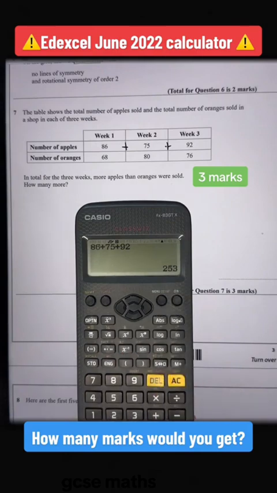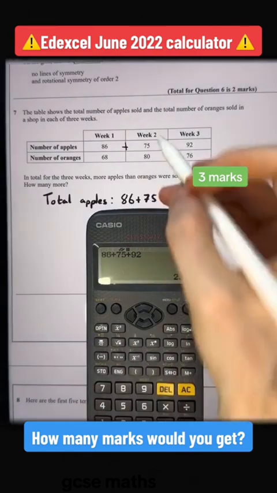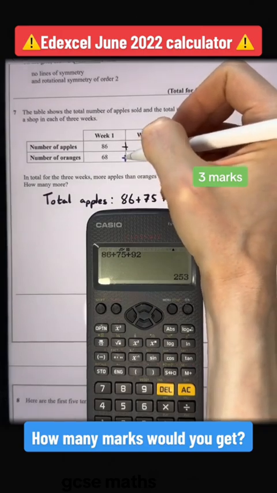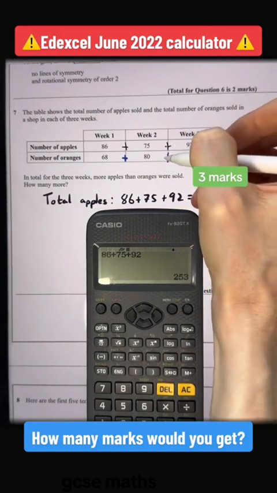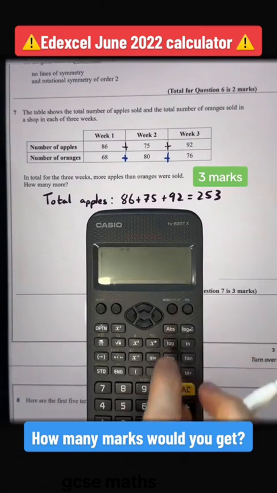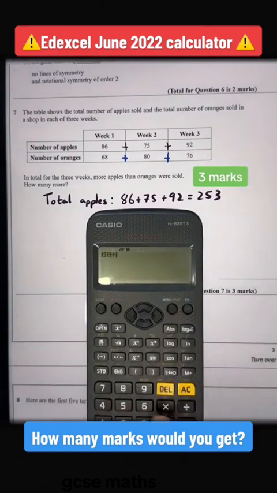Everything we put in the calculator, we must write down on our page. We're now going to total up the number of oranges sold by doing our 68 plus our 80 plus our 76. So in our calculator, we're going to do 68 plus 80 plus 76 and press equals. And that comes to 224.